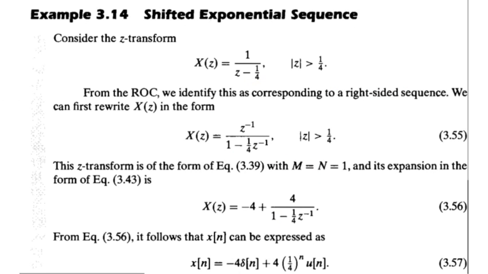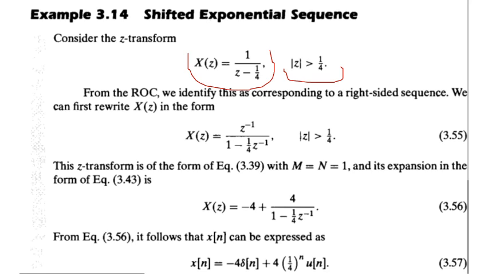Now we have a shifted exponential sequence. For example, we have the z transform of the form X of z equal to 1 divided by z minus 1 by 4, with the region of convergence mod z greater than 1 by 4. Now if I use the inspection method, it is very difficult to understand what the inverse will be. So why are we unable to find the inverse? Because this is a shifted function.